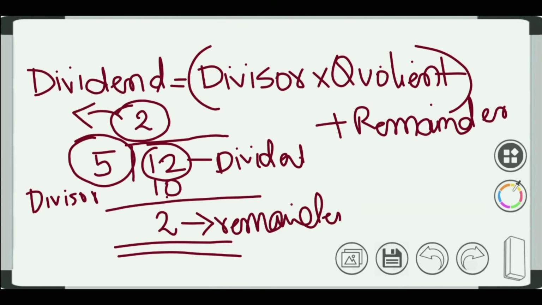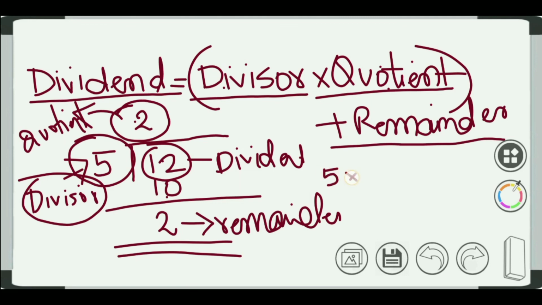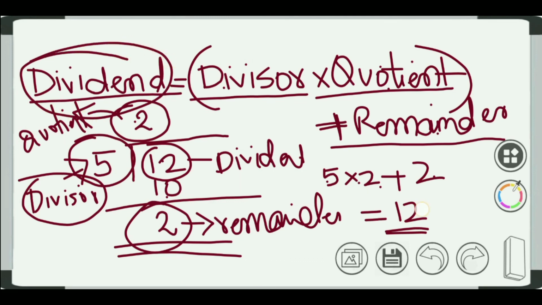This thing is what? Quotient, the answer. Now see the formula: dividend is equal to divisor into quotient plus remainder. We'll check it. What is the divisor here? 5. 5 into quotient, which is 2, plus the remainder. Remainder is what? 2. So 5 into 2 is 10, 10 plus 2 is 12. What did you get? The dividend, 12.